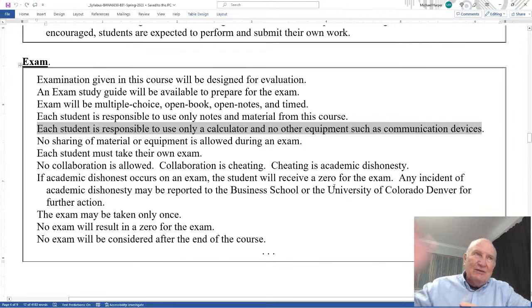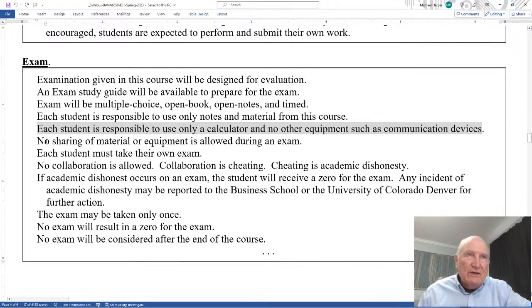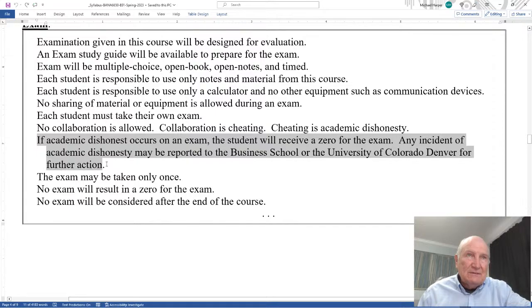In other words, you can use a calculator, but don't communicate with people so they can say, what's the answer, kind of thing. No sharing of material or equipment is allowed on the exam. Each student must take their own exam. No collaboration is allowed. Collaboration is cheating. Cheating is academic dishonesty. If academic dishonesty occurs on an exam, the student will receive a 0 for the exam.